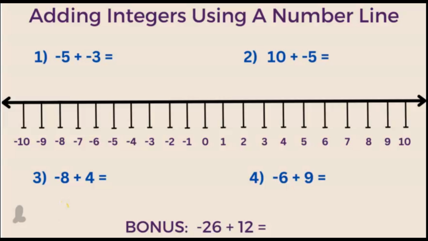For example, 3 plus negative 2 is equal to 1. 3 minus 2 is equal to 1. Let's walk through these examples and I'll show you how we do this.